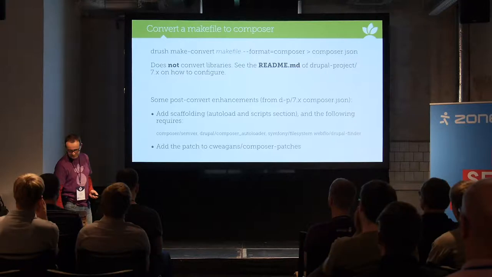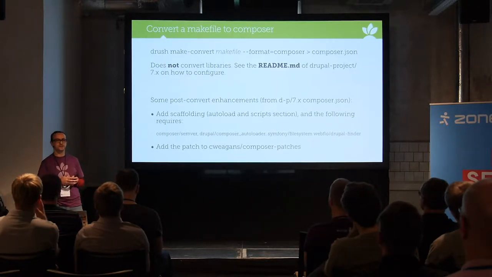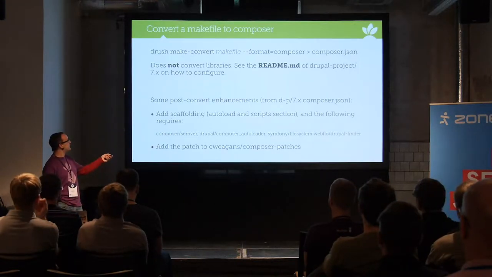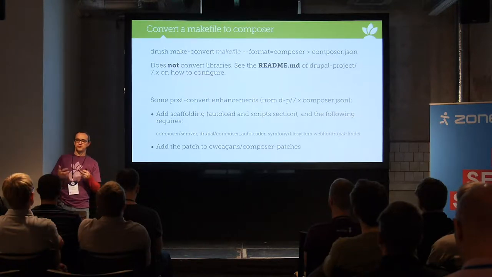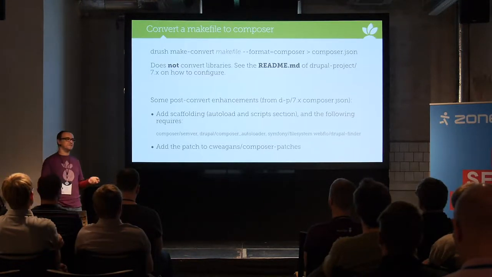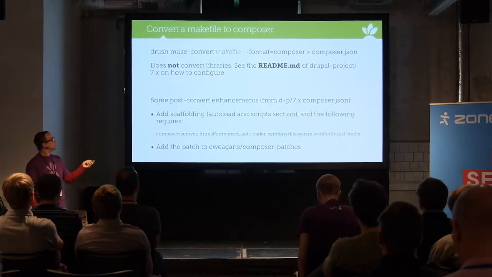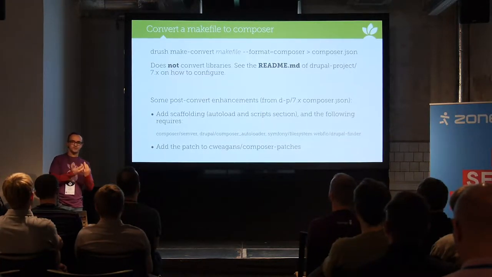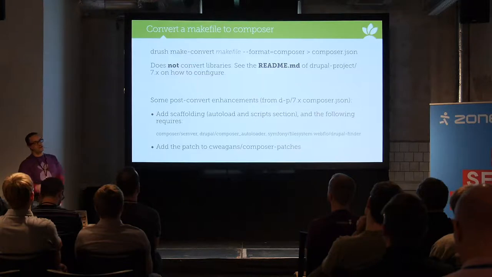So how do you get from your make file? You don't have Composer yet. One of the things that is now in Drush is this command. Make convert has always been there. It just wasn't able to export as Composer before. Now it is. So if you have a make file, and if you don't have a make file, remember one of the first slides, this can convert your existing make file. You specify whatever make file you already have, and it outputs a composer.json. That composer.json would allow you to start building your site with Composer.